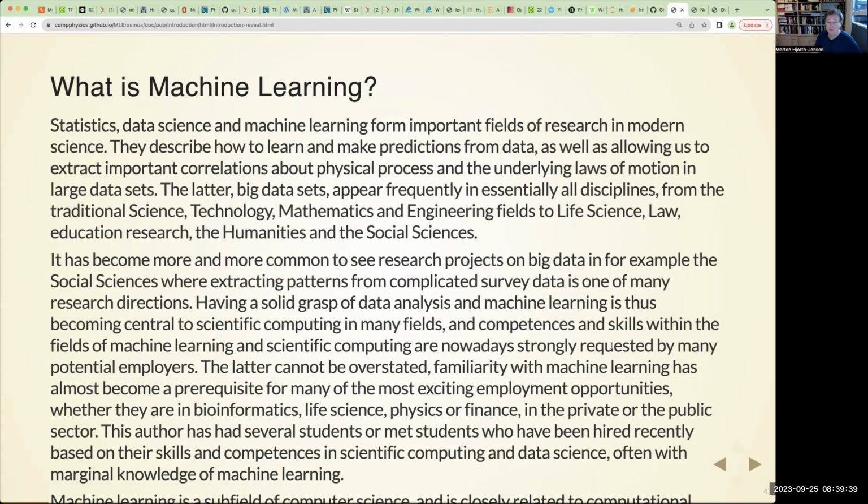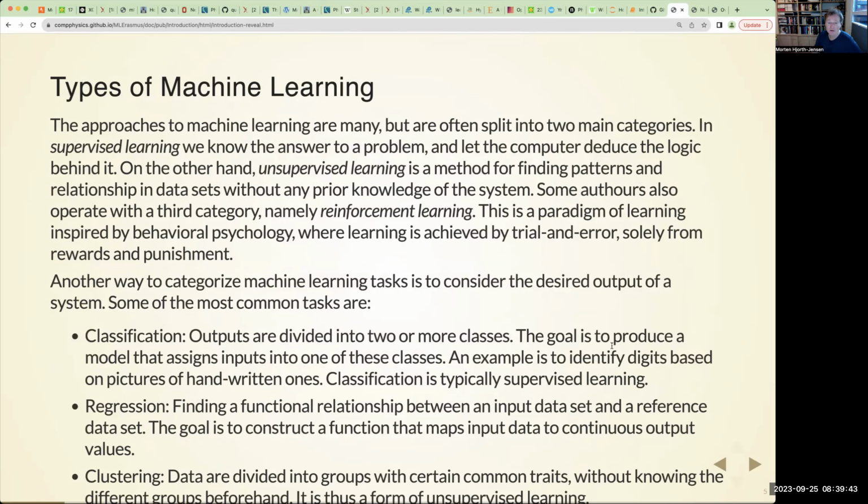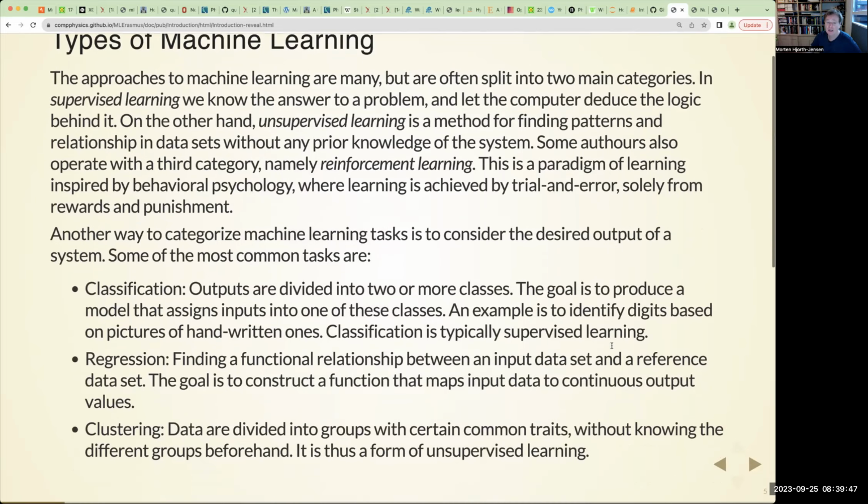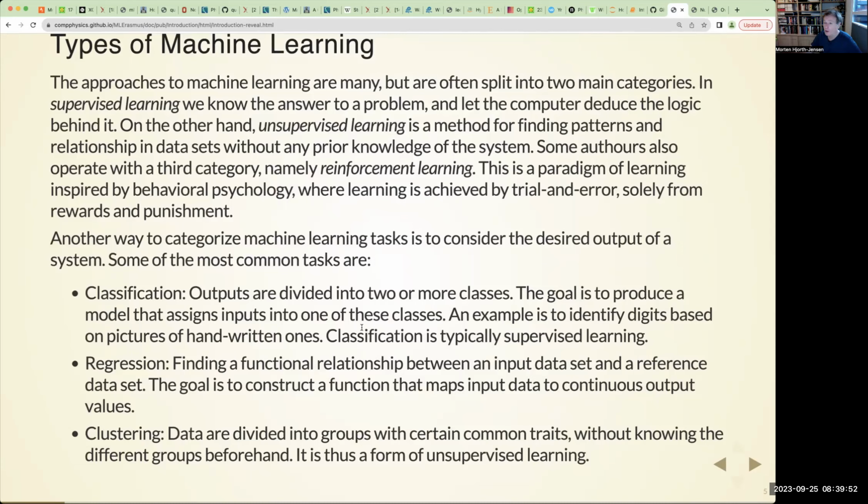So this was a little bit about some background. We are going to look at essentially two types of problems. We are going to look at supervised learning mainly, but we will also look a little bit at unsupervised learning, about finding patterns and relationships in data sets without any prior knowledge of the system. And we will focus on these three types of tasks.